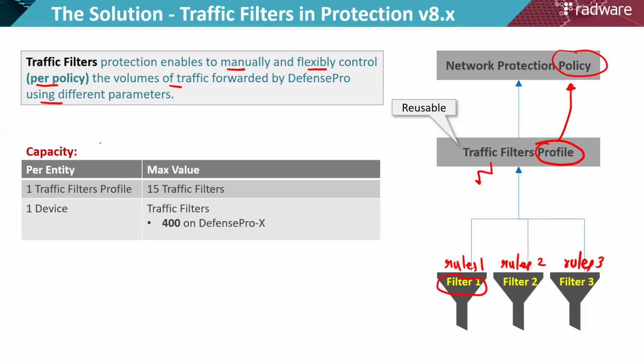Within a traffic filter profile, you can have a maximum of 15 traffic filter rules. And within a device, you can have up to 400 traffic filters, and within each traffic filter, you can have 15 traffic rules. So these are the things that you need to be aware of.